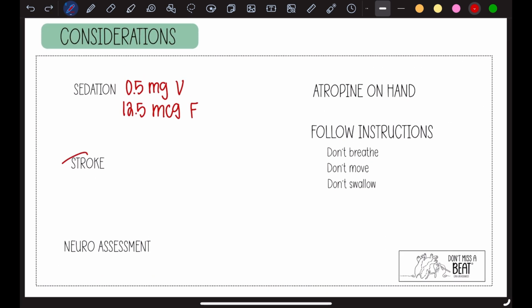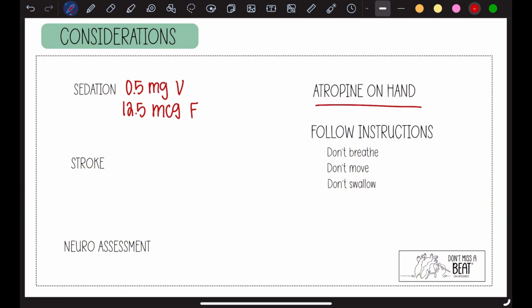Stroke and neuro assessment. So again, we are mucking around in the carotids. We want to know what the patient is like pre and post procedure to make sure we didn't have any deficits. That can also be a reason for not giving sedation, because when you give sedation, it can alter their mental status, and some people can kind of slur their speech, and it might not be because you did anything. It could be because of the sedation. So that's important to know.